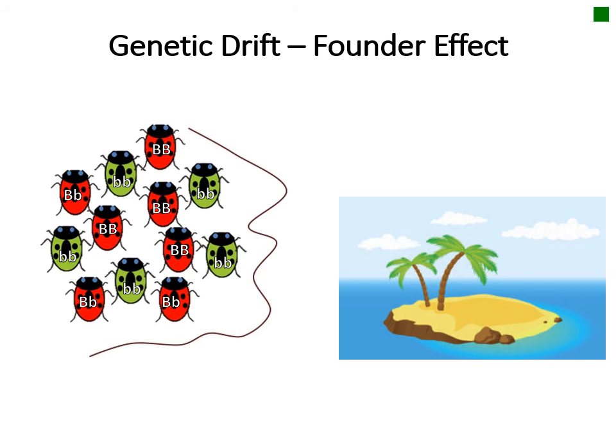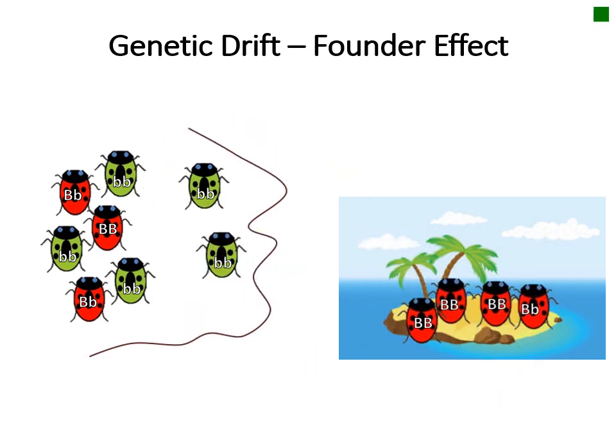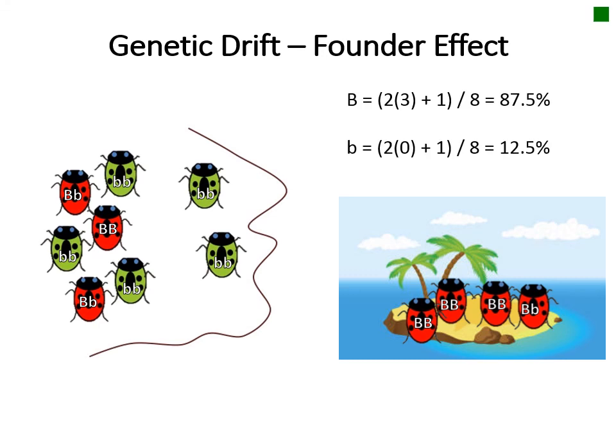For example, if 4 of the bugs from our original population flew away and landed on an island offshore, they would start a new population there. In this new population, there are all red bugs, and only 1 of the 8 alleles, or 12.5% of the gene pool, is made of the recessive allele. This is much different than the original population. We see founder effects in human populations that tend to keep to themselves, such as the Amish or the Ashkenazi Jewish populations, which have different frequencies of certain traits compared to the general population.